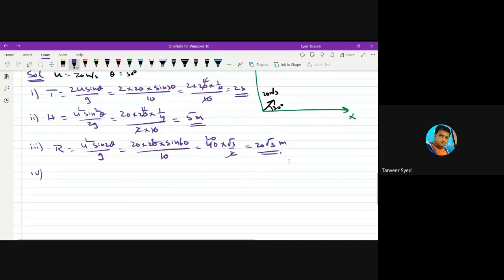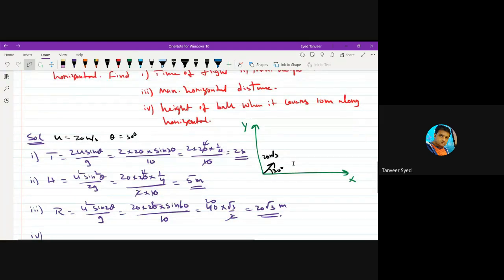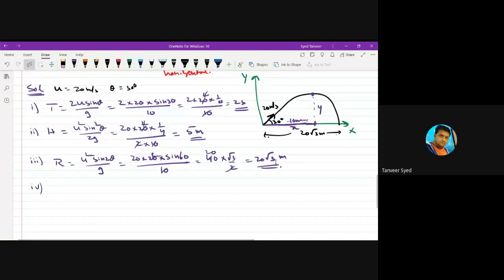Fourth one is height of the ball when it covers 10 meter along horizontal. So if the ball is going like this, it will fall somewhere here at a distance of 20 root 3 meter from here to here. But when it has covered a distance of 10 meter along horizontal, let us say somewhere here, it is not half of the distance. It has covered 10 meter distance. Then its height is this. This is y, this is x.